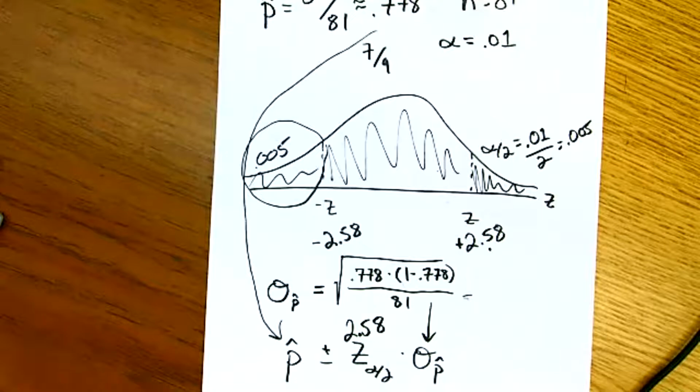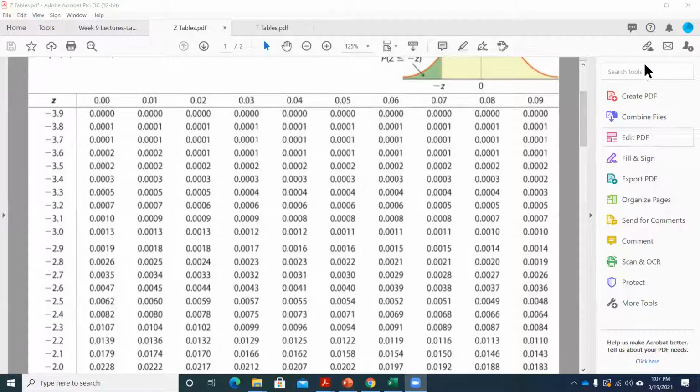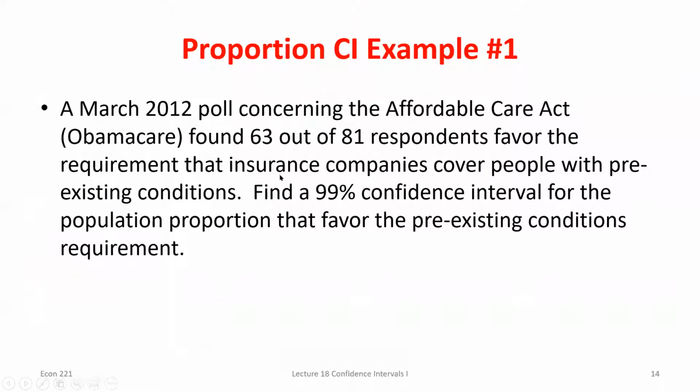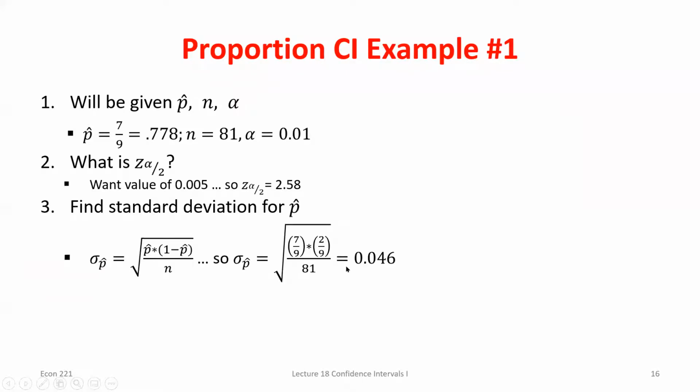Any questions over any steps that we did there? Okay. So we identified everything we needed. We found the z-score. We could calculate that intermediate value, so it ends up being 0.046. This is where I was writing down 0.778. You could have also used 7/9, which is what that worked out to be. That's 63 over 81. And then it's just a matter of plugging everything into our confidence interval equation.